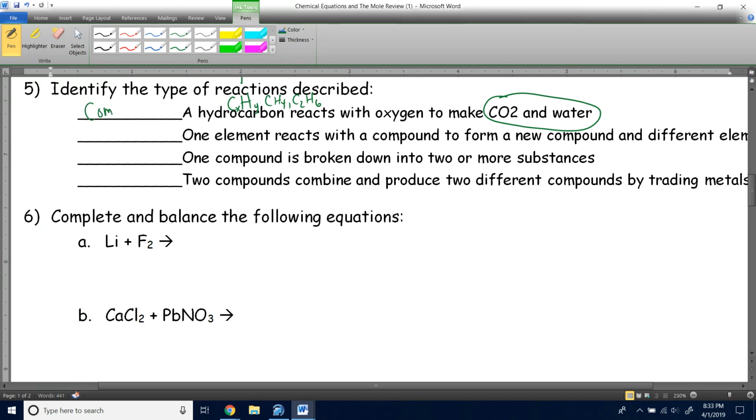You're right, a combustion reaction. Okay, good. So here it says one element.